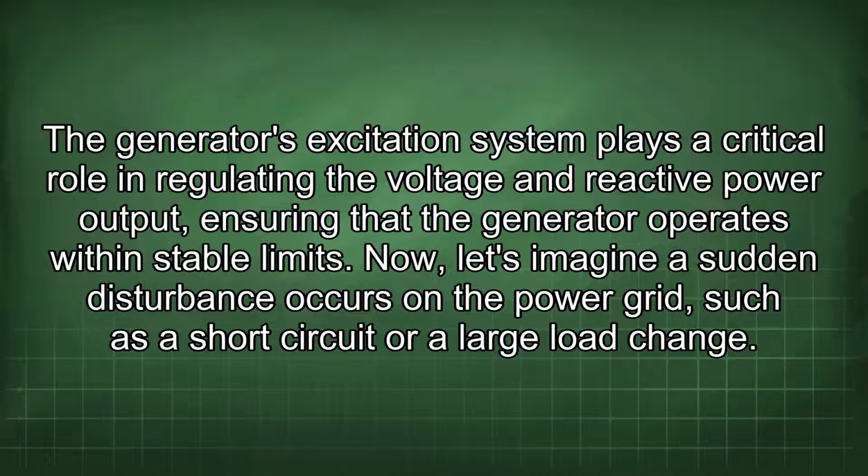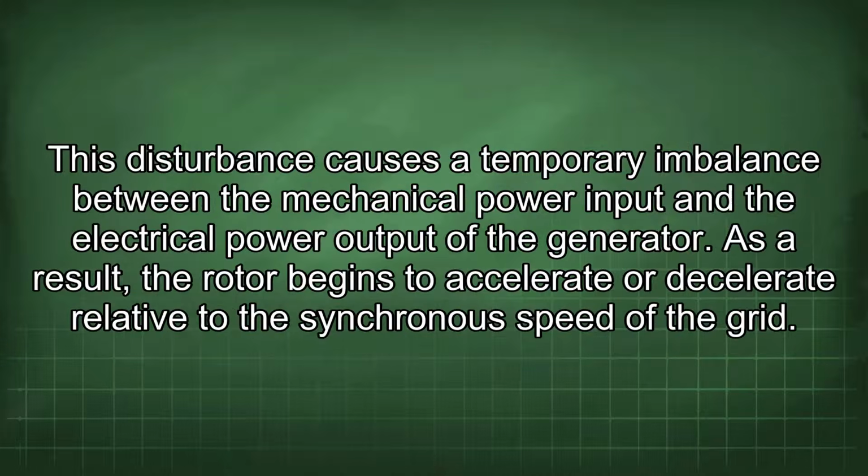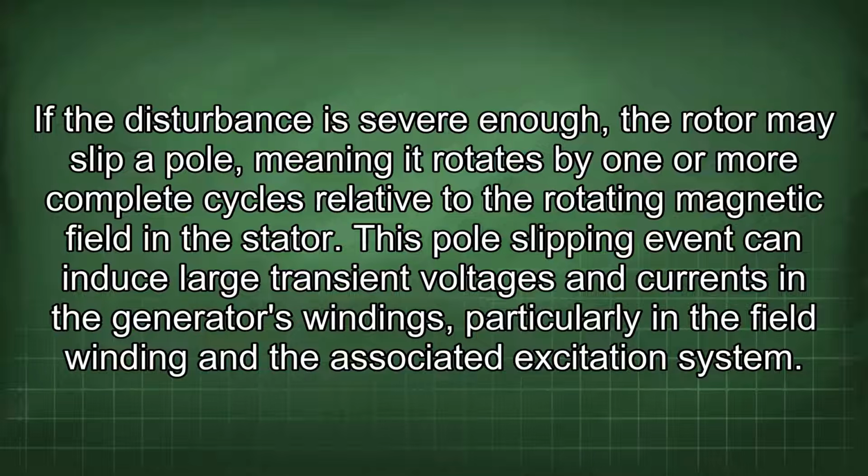Now let's imagine a sudden disturbance occurs on the power grid, such as a short circuit or a large load change. This disturbance causes a temporary imbalance between the mechanical power input and the electrical power output of the generator. As a result, the rotor begins to accelerate or decelerate relative to the synchronous speed of the grid. If the disturbance is severe enough, the rotor may slip a pole, meaning it rotates by one or more complete cycles relative to the rotating magnetic field in the stator.